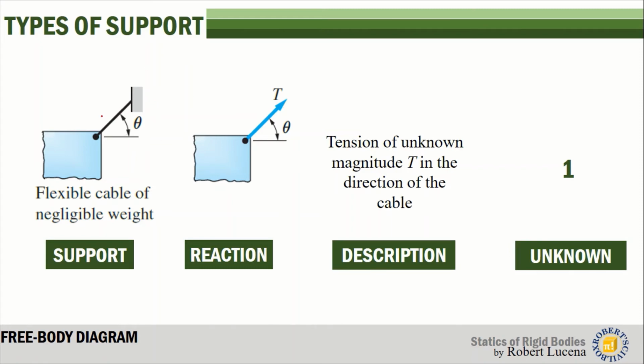So if you have a tension here, the reaction of the cable is in this manner, or is collinear with the orientation of the cable or the slope of the cable. So this is the reaction of a cable. The reaction is again collinear with the cable: tension of unknown magnitude T in the direction of the cable, and the number of unknowns is 1.